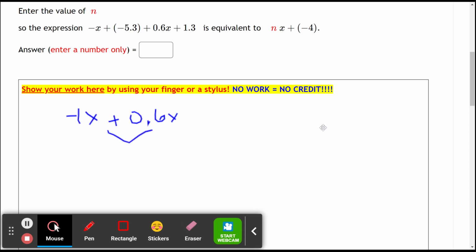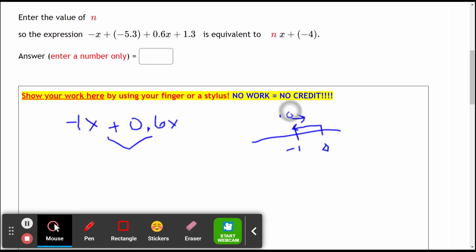Well, the signs are different. We need to subtract them because if this is 0, and then we have -1 over here, we're going to -1, but then we're going this way, plus 0.6. I think I'm too close to the top right there. It's cutting it off. Oh my God, this is a terrible drawing. Let me try that again.